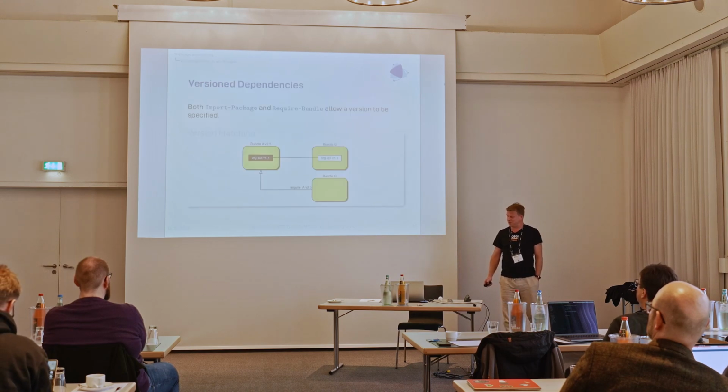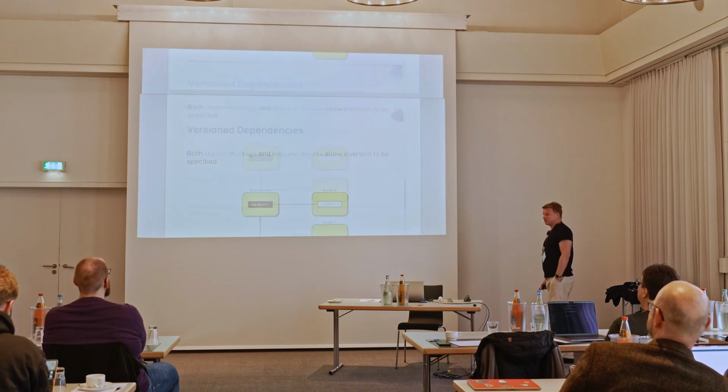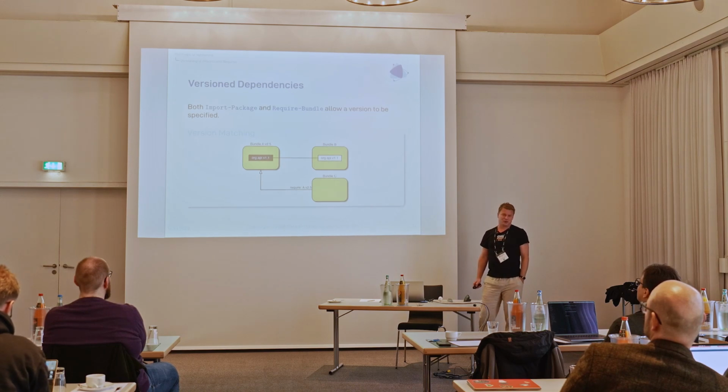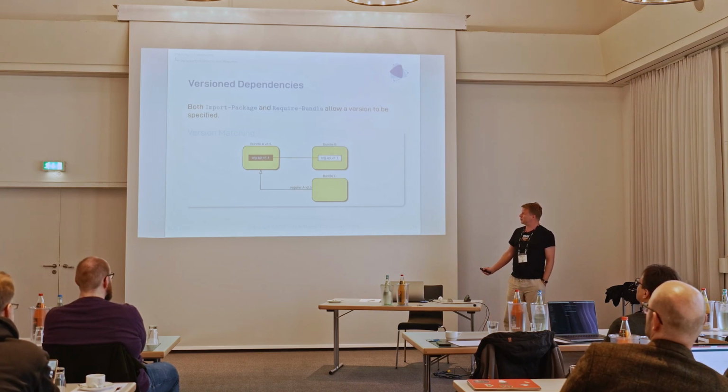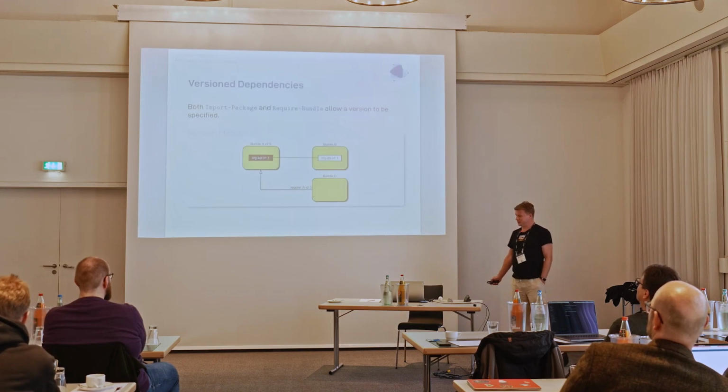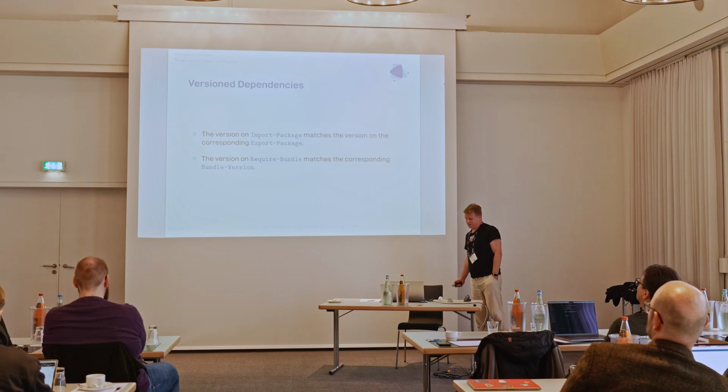In OSGi, we can also version or describe how things are imported and how things are used. You have two possibilities for that: one is Import-Package, the other is still the age-old Require-Bundle. So what does this mean? I have my requirement on an API package, and I get it from bundle B, and I can have a version requirement directly on bundle C. We can get into what this means in detail later.